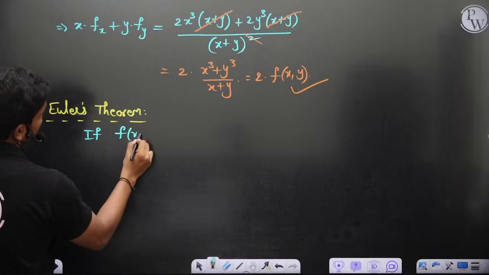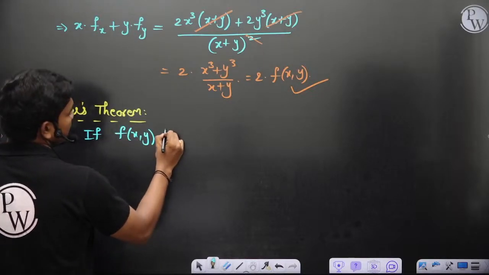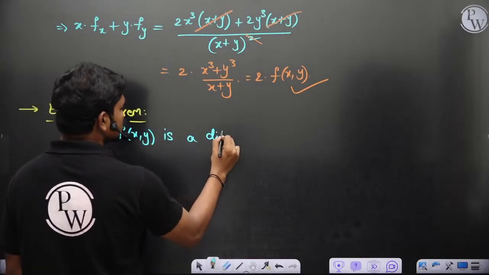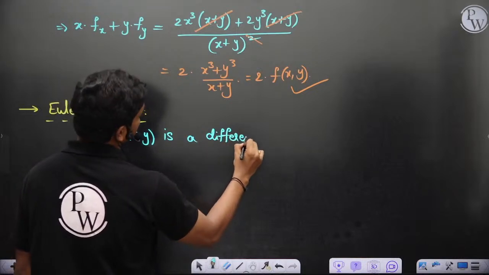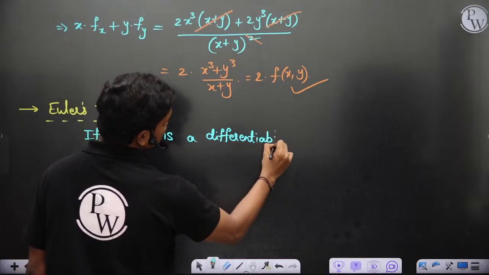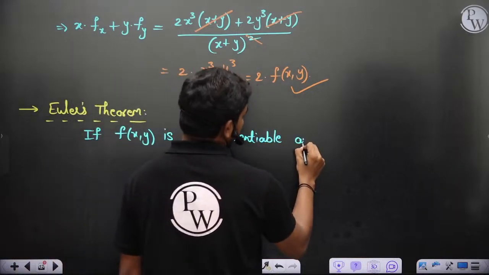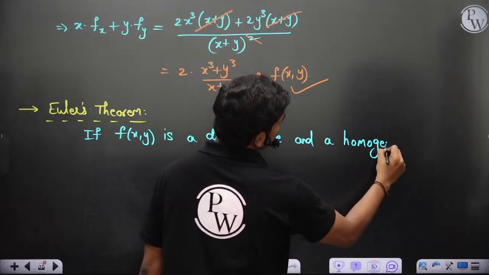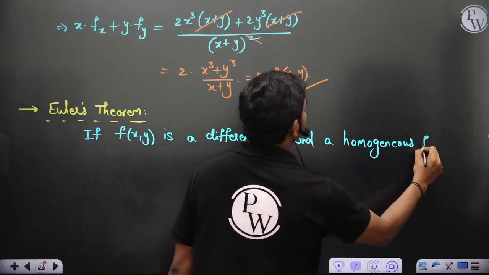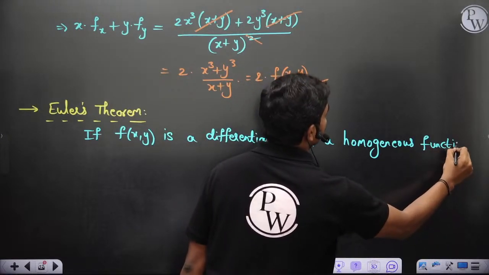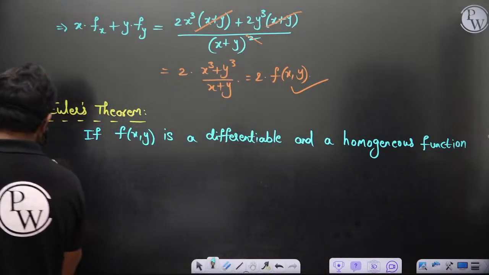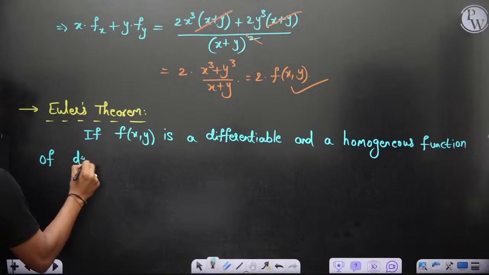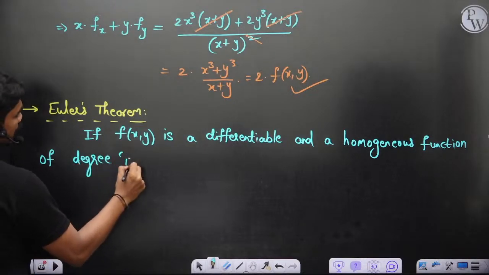f of x comma y is differentiable, of course, as usual, because fx, fy have to exist, and a homogeneous function of degree n. So this is a homogeneous function of degree n.